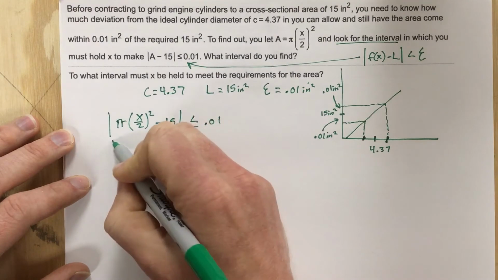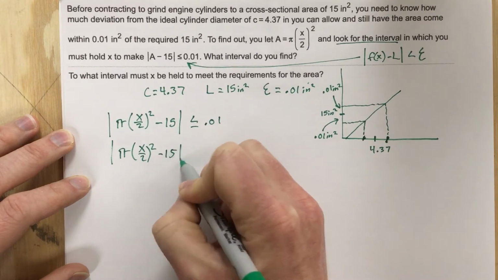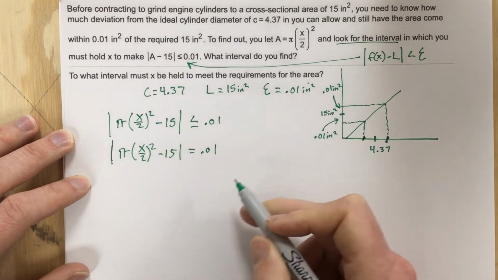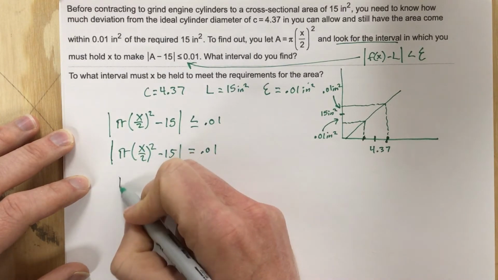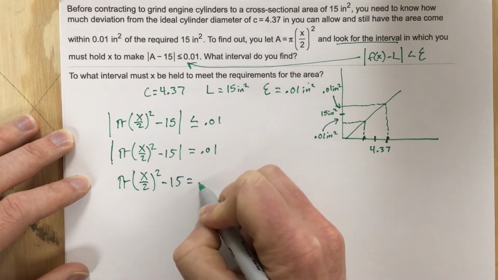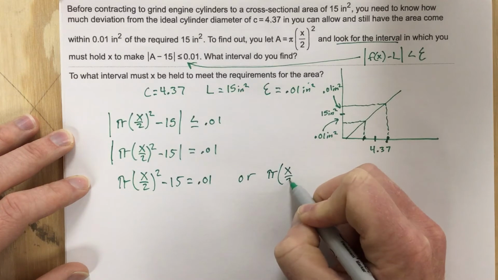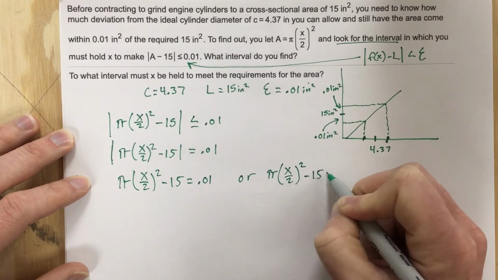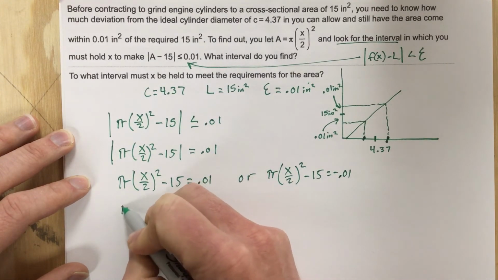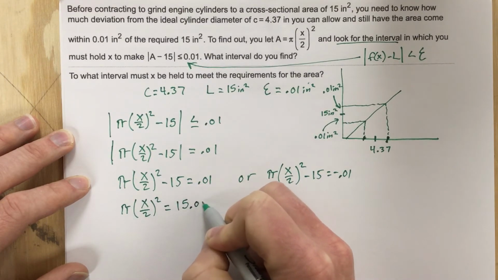So I always like to say this is the absolute value of pi x over 2 squared minus 15 equals 0.01. And then we say, okay, this could equal 0.01, so pi x over 2 squared minus 15 can equal 0.01, or pi x over 2 squared minus 15 could equal negative 0.01. Now we start to solve. So this is going to be pi x over 2 squared equals 15.01 when you add it over.